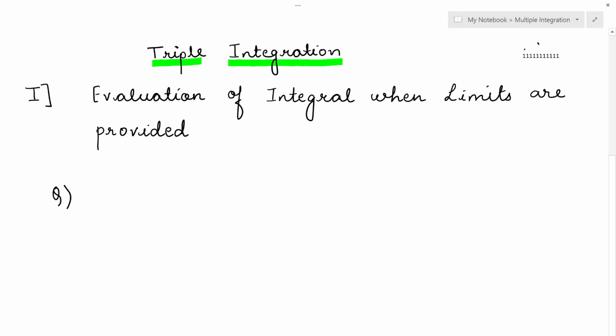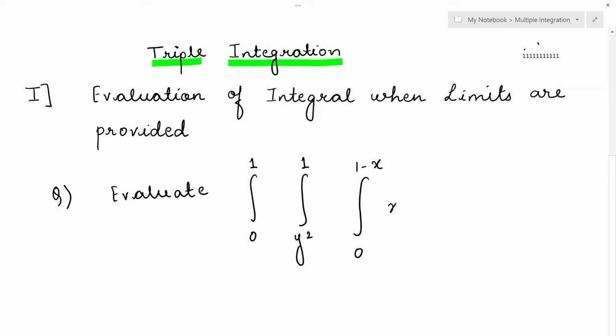Okay, so the sum says evaluate the integral with limits 0 to 1, y square to 1, 0 to 1 minus x. Simple integration, you have x dy dz. So same as you did in double integral, first we check the innermost limits.